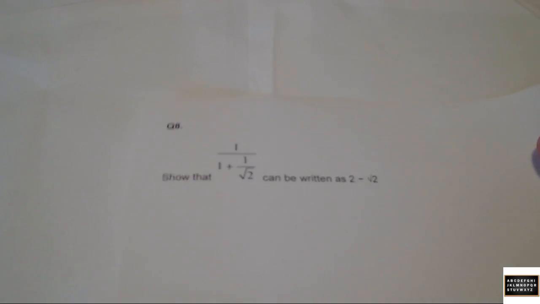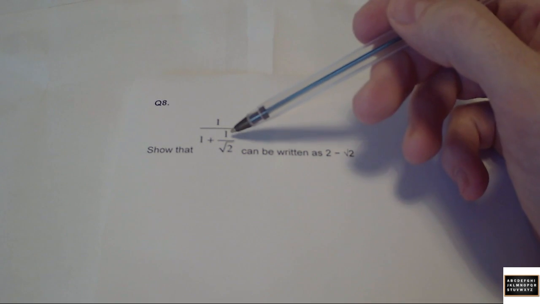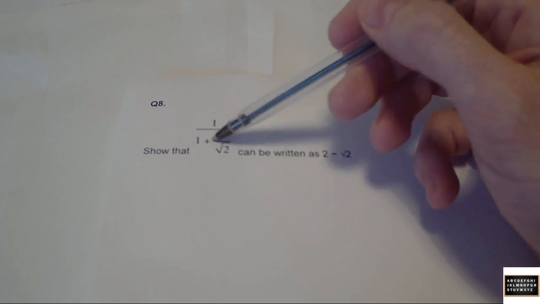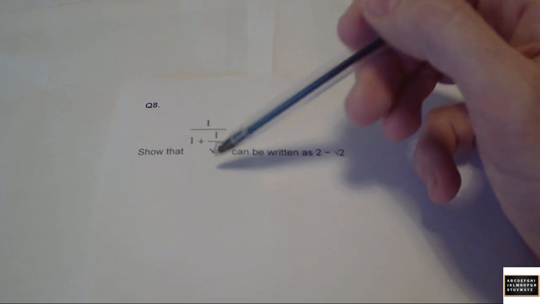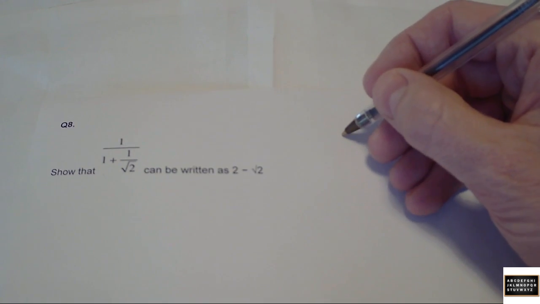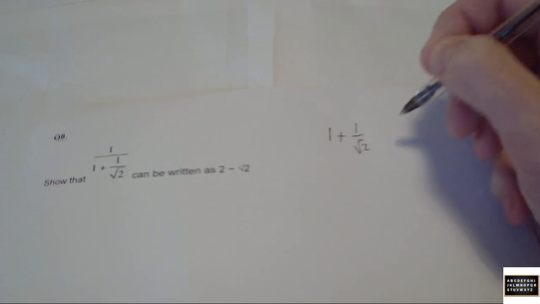This one here, question 8, again, is looking really horrible. It's asking you to write it in a certain form, so that's good, it's got something to aim at. But looking at this first, you need to think, okay, let's just work with the denominator for now. Let's just work on this bit for now, and then we'll come back to the rest in a second. So this bit underneath, 1 plus 1 over root 2.